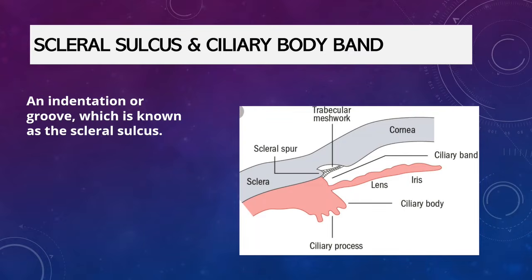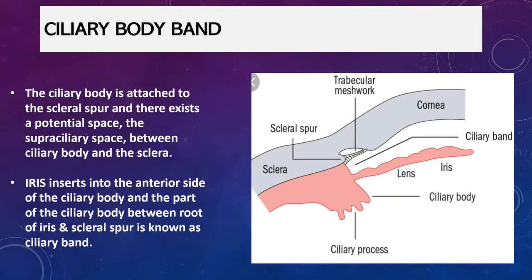Now let us talk about the scleral sulcus and the ciliary body band. As I already told you, inside the limbus there is a groove or indentation. That groove or indentation is called the scleral sulcus, and posterior to that we have this spur, which is called the scleral spur. This is the ciliary body, and these are the ciliary processes.